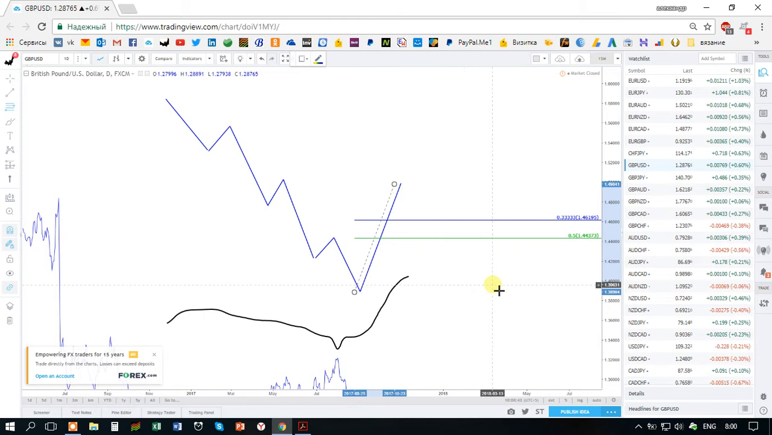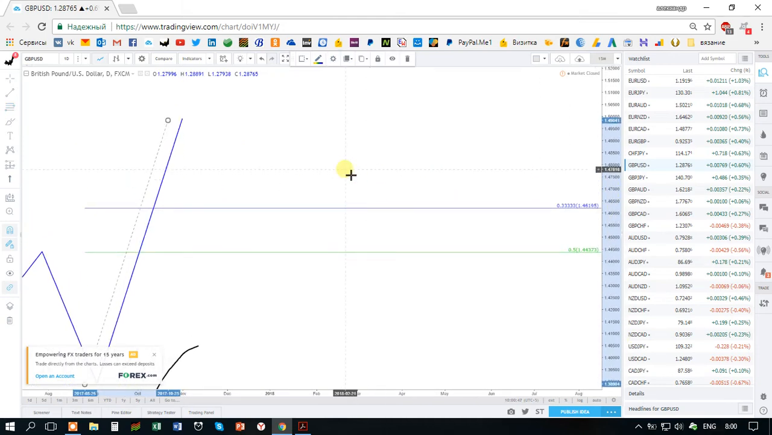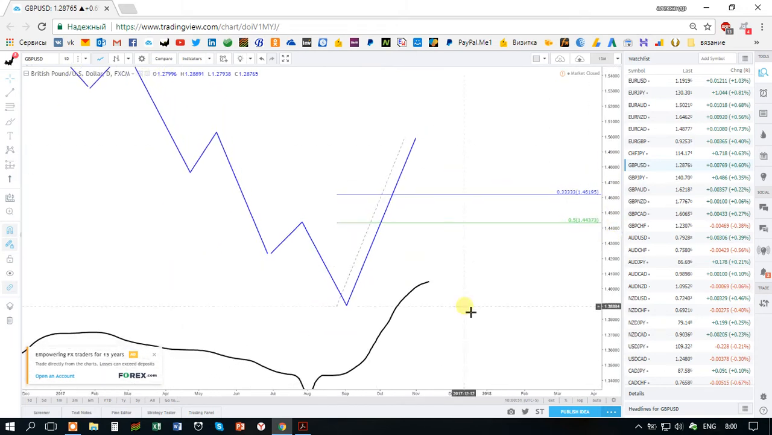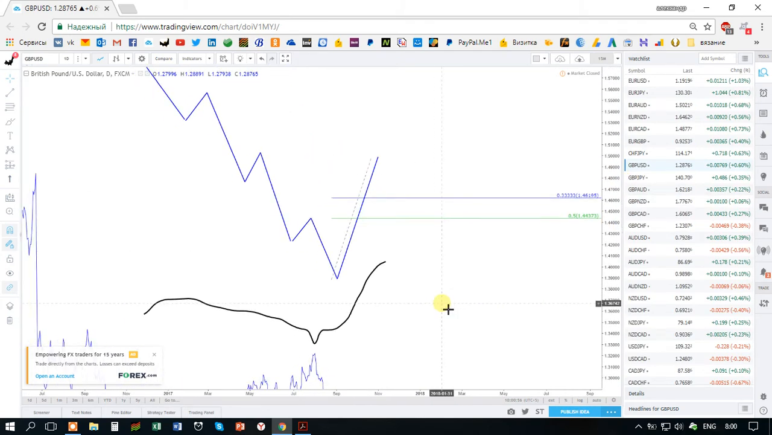I already prepared that Fibonacci retracement. Sorry, it's a bit large. This is a third, 0.3333, and this is a half. So we should have a minor decline. How do we know that the decline has stopped? That it is a third to a half.